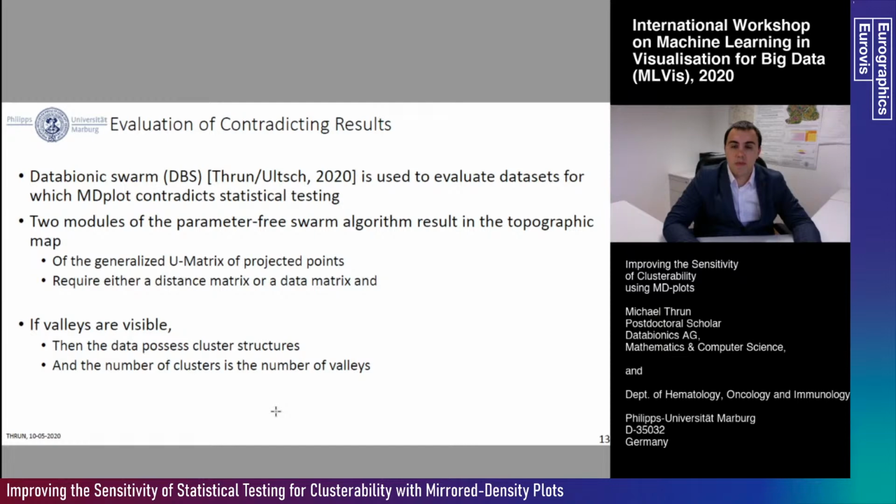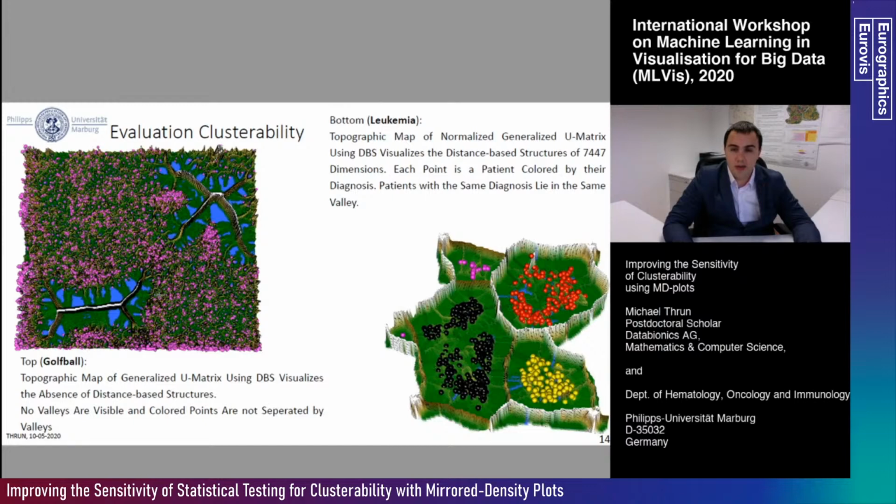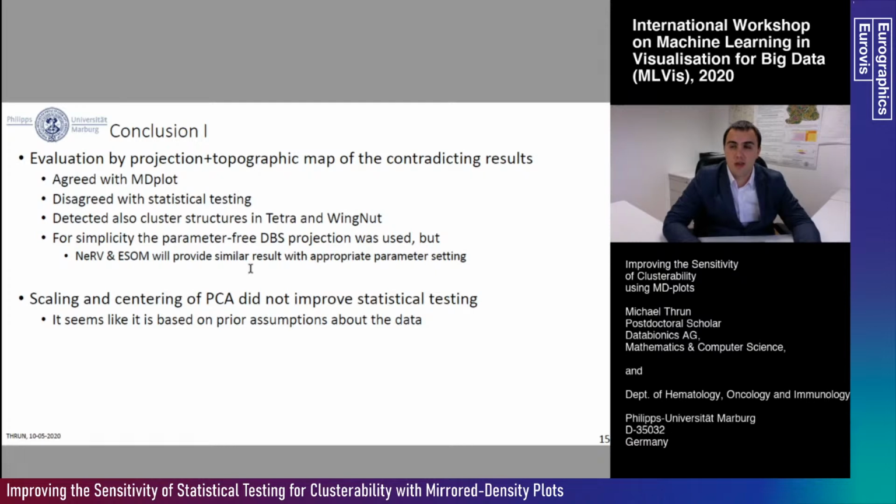We have on the left the GolfBall data set visualized by the topographic map, and on the right the leukemia data set. We see that the leukemia data set has a clear structure of valleys in the topographic map. We see four valleys and two outliers, but the GolfBall data set has no clear valleys. Therefore, one data set has cluster structures and the GolfBall data set does not have any cluster structures. Such an evaluation was done on the contradicting results of the data sets investigated, and it showed that every time the MD plot was correct and statistical testing was incorrect. We even were able to detect cluster structures for Tetra and WingNut.